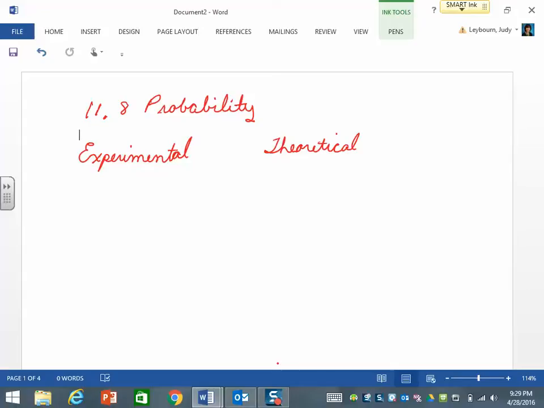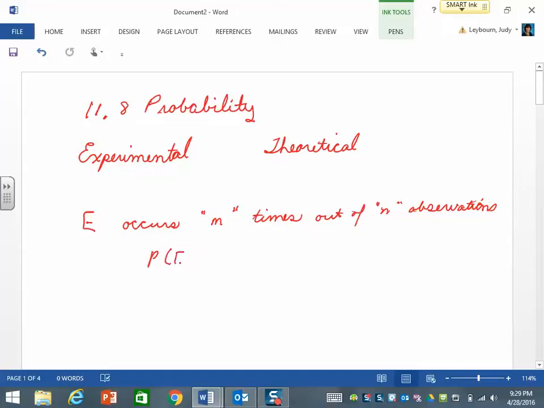So in an experimental probability, if an event E occurs m times, now look how nice the pen is, out of n observations, then the experimental probability of this event, and we'd write it this way, would be m over n.